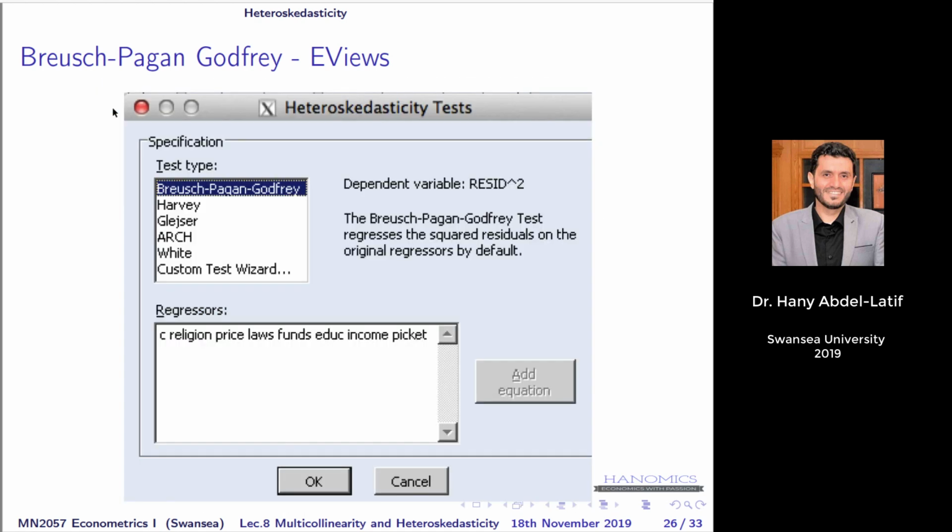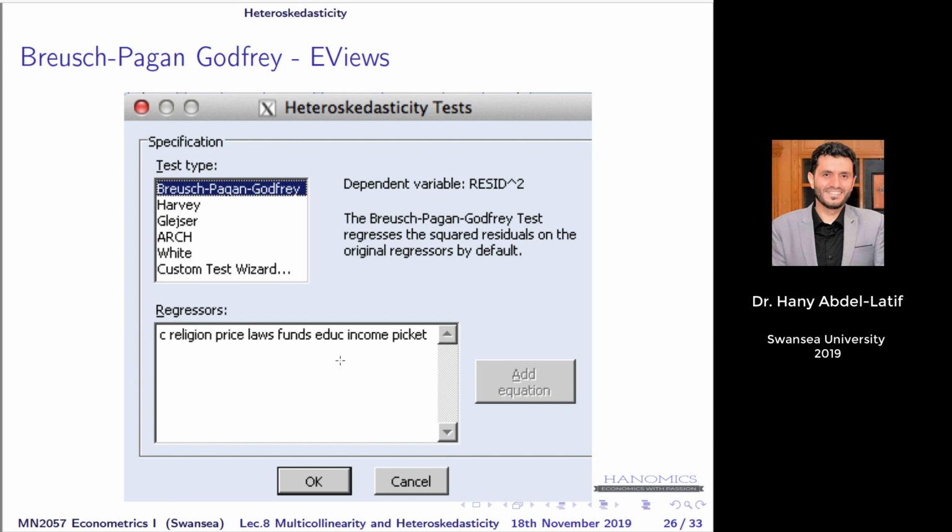Once you do that, it gives you a list of the tests that you can do. As I said, we're going to cover the first one and White. So you've got the Breusch-Pagan-Godfrey test and the White test, and you can choose them from the same menu. Since we're talking about the Breusch-Pagan test now, we'll choose the first one, and see on the right side what it says. The dependent variable is residual squared.